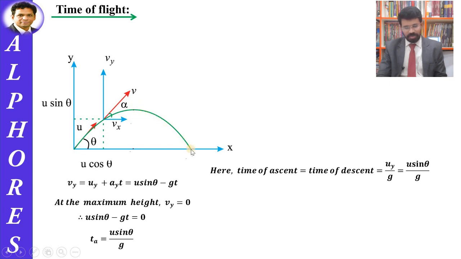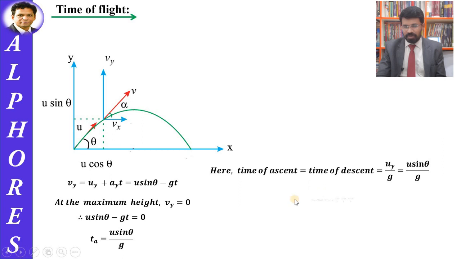Now, in this case, whatever time it takes to reach maximum height, that will be exactly equal to time of descent. We have already seen in motion in a straight line chapter also. In vertical motion, whatever time the body takes for ascent, provided air resistance is ignored, the same time will be taken by the body to come down, isn't it? Okay, so both are equal. So here, time of ascent we have already found, u sin theta by g. It means that u sin theta by g is also equal to time of descent.